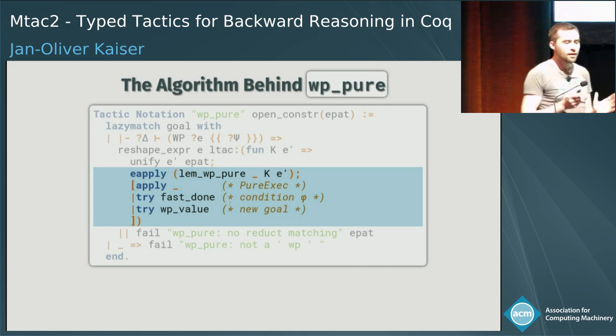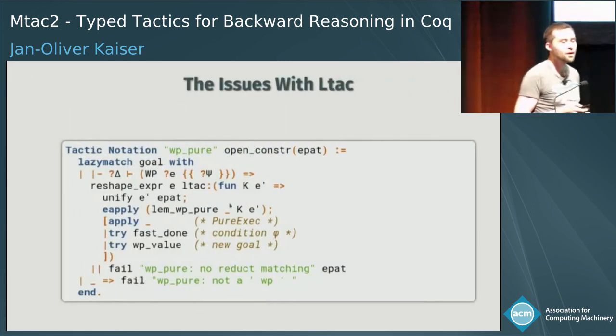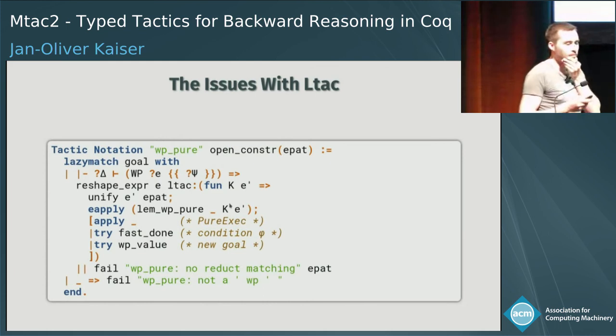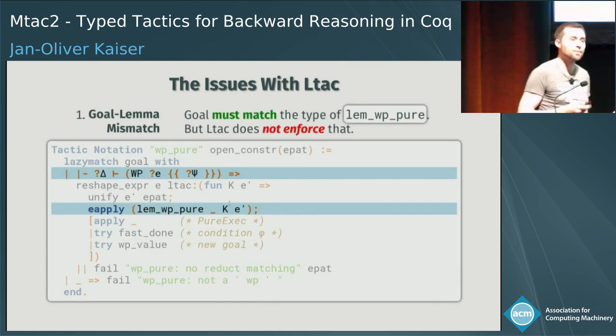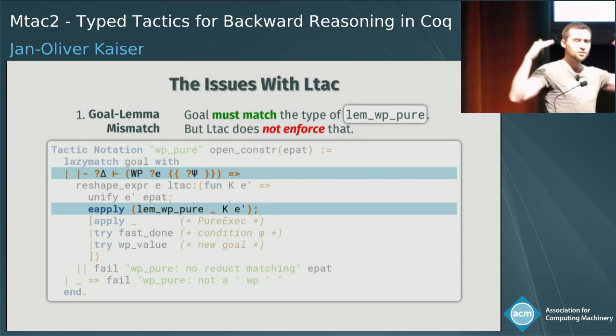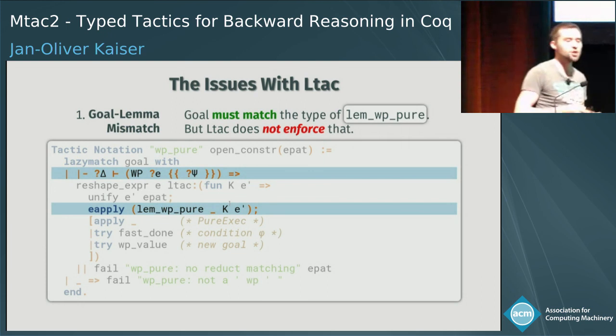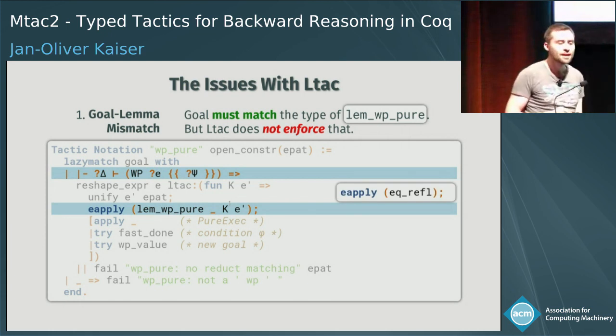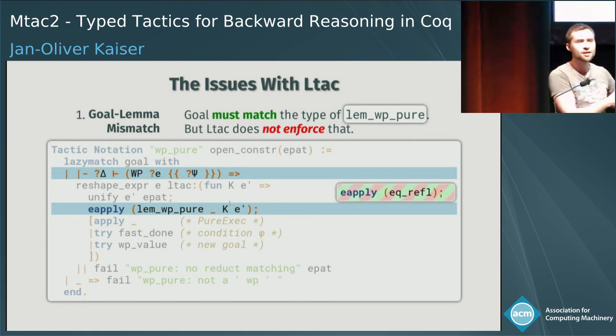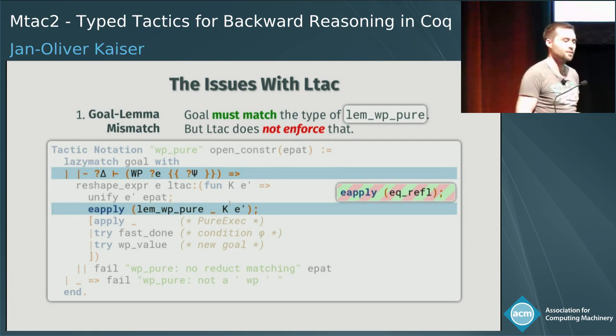Okay, so I promised to show you the issues with Ltac code, so let's see what the problems are in code like this. The first thing that could potentially arise in a tactic like WP pure is a goal-lemma mismatch. I told you we are matching on the shape of the goal, and we're applying a lemma, and we better make sure that these two things match up, right? That the conclusion of the lemma should match the goal that we found. But in general, Ltac does not ensure that. So if we apply some completely unrelated lemma here, Ltac will first accept that at definition time and then later complain at runtime about the mismatch.